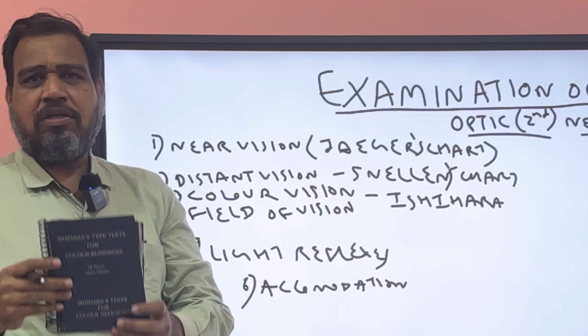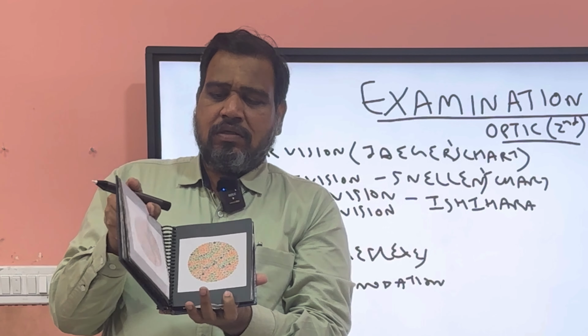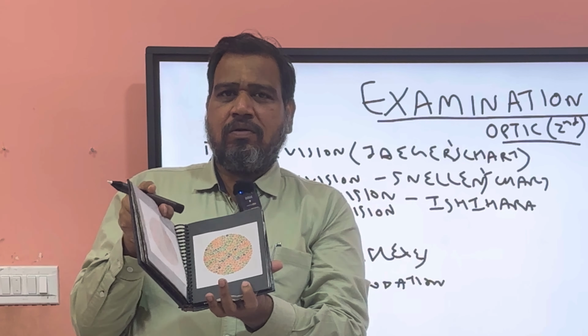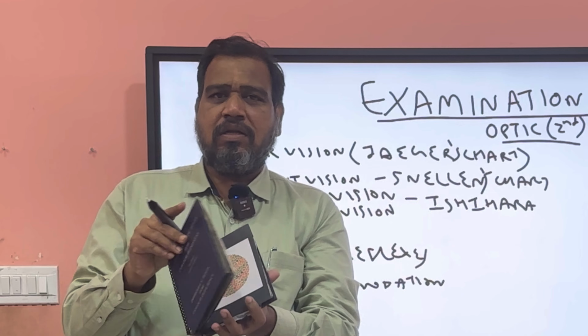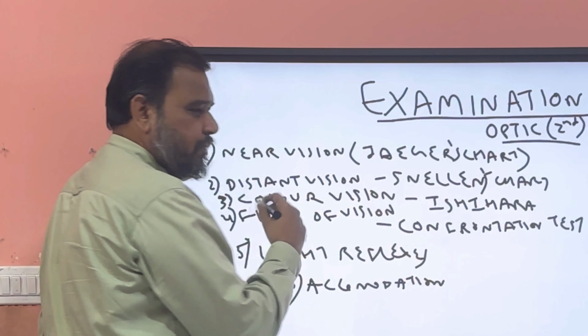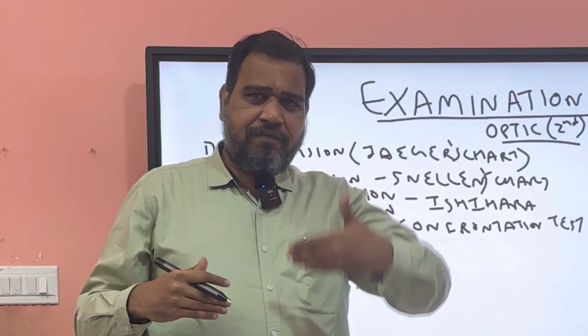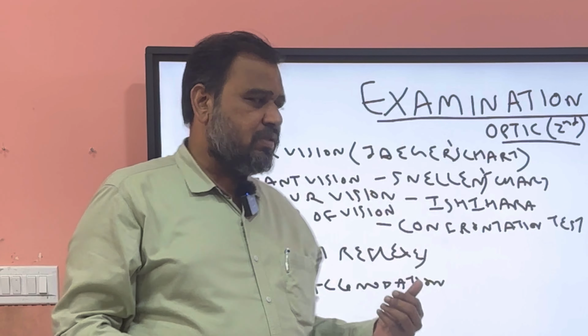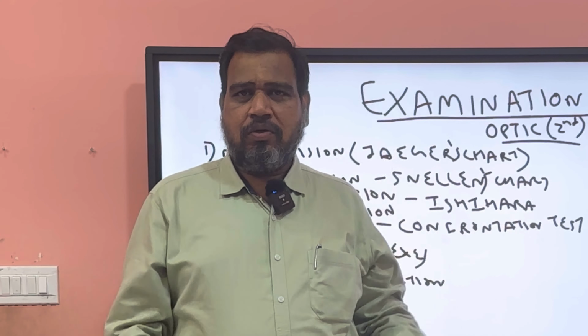To test the color vision, we use Ishihara's chart. It will be like a book and it is marked with different colors, and we will ask the subject to trace the numbers, whatever is written there. That is the test for color vision. Field of vision, superior, inferior, medial, lateral, all those fields of vision can be checked by confrontation test. So now let us go into the procedure.